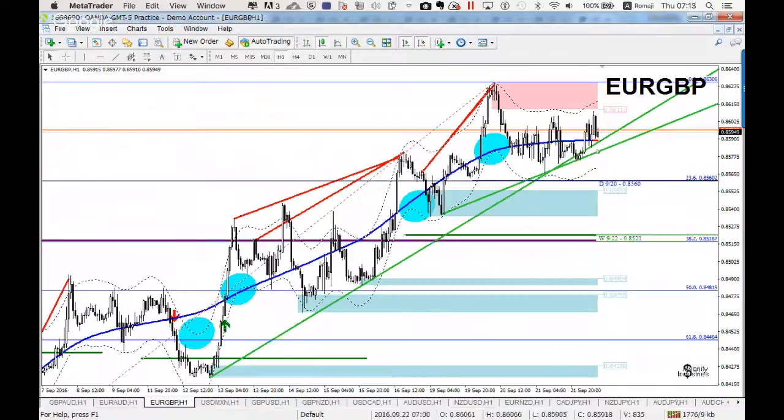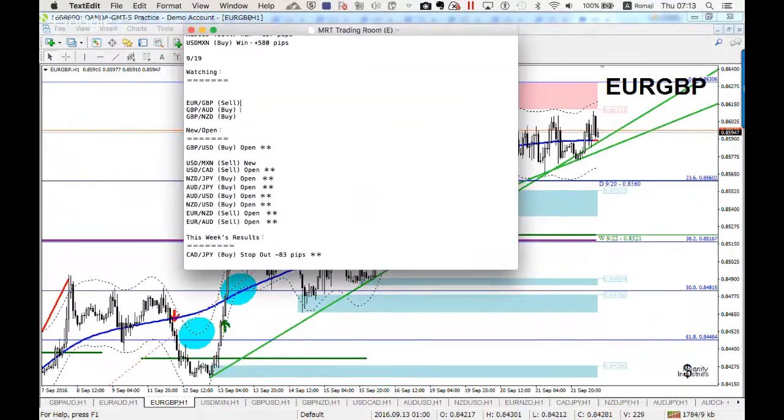starts to drop. If we get a drop and a close below both these trend lines, I'd like to sell this pair, target the monthly pivot, and maybe the weekly pivot down here. But we'll see how it goes. I'm still watching it. It's not quite ready yet.